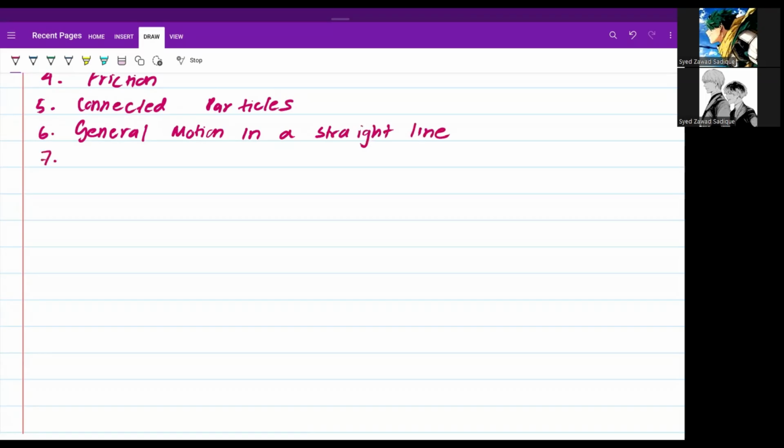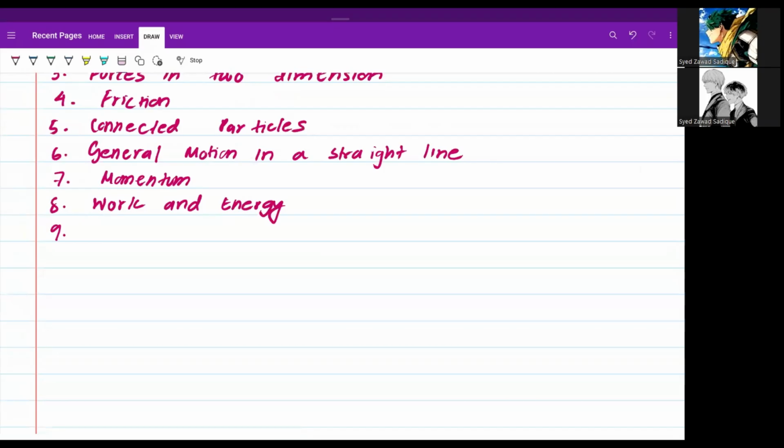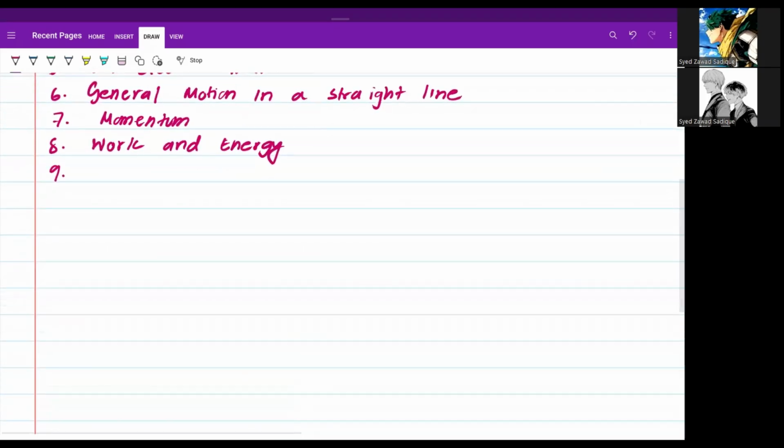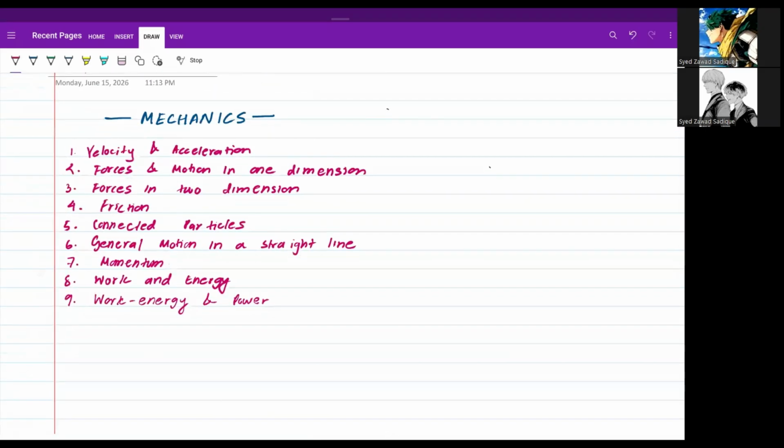Chapter 7 was momentum. Chapter 8 is work and energy. And finally, chapter 9 is work, energy, and power. A lot of people say the work, energy, power principle, but at the end of the day, whichever one makes you comfortable.